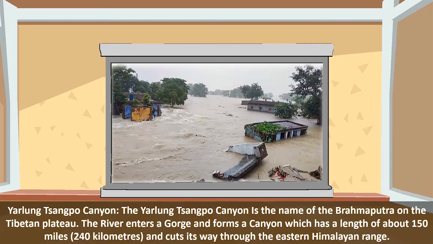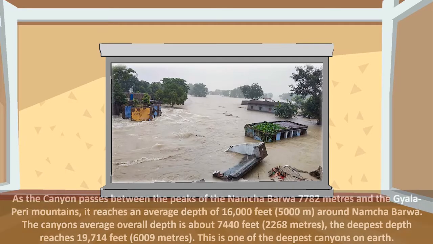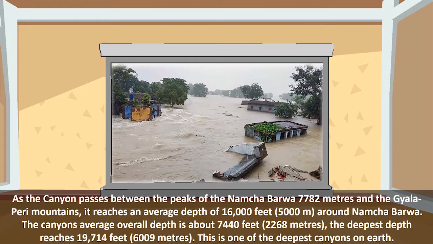This river enters a gorge and forms a geographical structure known as a canyon. This river is 240 kilometers long and makes its way cutting through the Himalayan range in the east. The river passes through the Namcha Barwa.